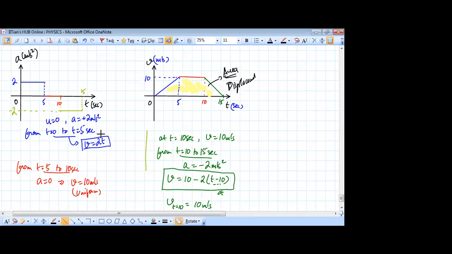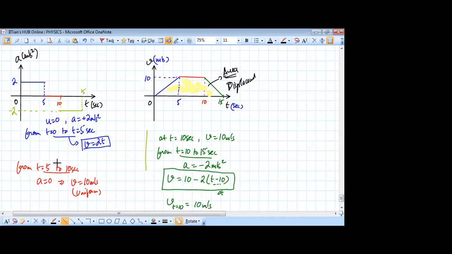V is equal to u plus at. U is 0 and acceleration is constant at 2. So velocity as a function of time is what? 2t. So this is a straight line. The velocity is increasing at the rate of 2 meters per second every 1 second. So at 5 seconds, the velocity is increasing to how much? It's increasing to 2 into 5, 10 meters per second. All right. So this is clear.